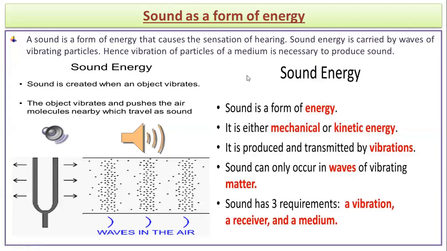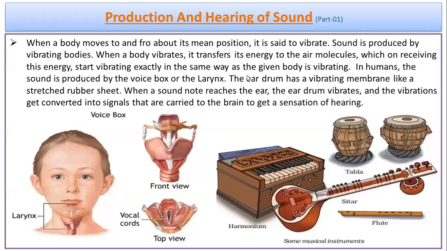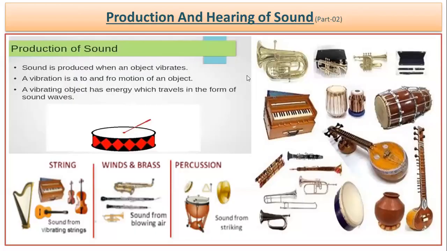Okay, then. So we had already understood what sound is and why we call sound a form of energy. Then we had also gone through the production of sound, how sound is produced by human beings, and how the voice box acts as the house of sound in our body. So the vocal cord is helping us to produce the sound. These things we had gone through.